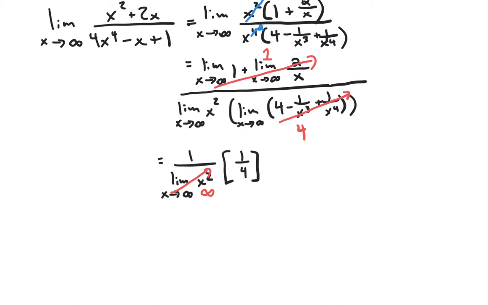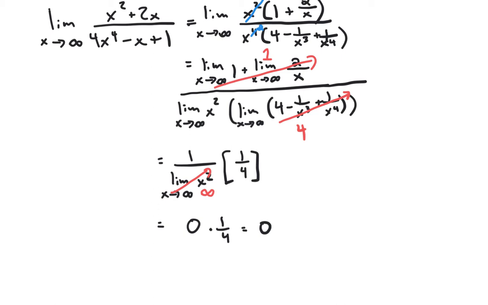So we have 1 over infinity, which is like 0. So this whole thing approaches 0 times 1/4, which is 0. Again, we're thinking of 1 over something that approaches infinity approaching 0. So we get 0 times 1/4 equals 0.